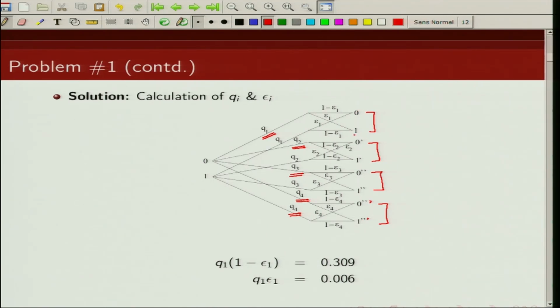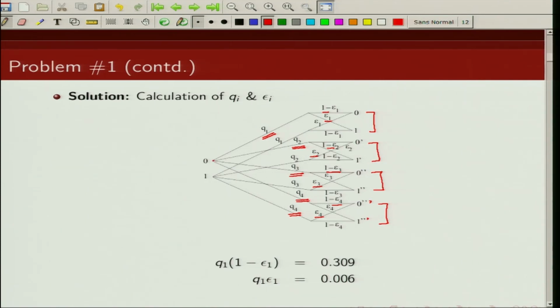Each of these individual channels is a binary symmetric channel. So I am writing the crossover probabilities as epsilon 1, epsilon 2, epsilon 3 and epsilon 4. Similarly these probabilities are 1 minus epsilon 1, 1 minus epsilon 2, 1 minus epsilon 3 and 1 minus epsilon 4. Now the first thing that I need to do is to find the values of Q1, Q2, Q3, Q4 and epsilon 1, epsilon 2, epsilon 3 and epsilon 4. Now how do I find these values? I am just going to map these transition probabilities.